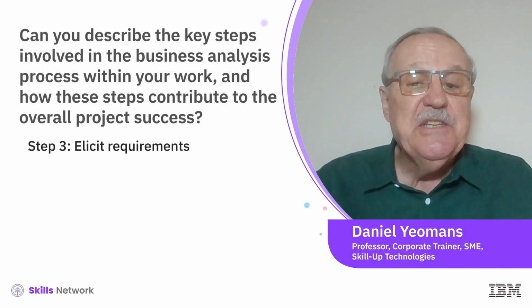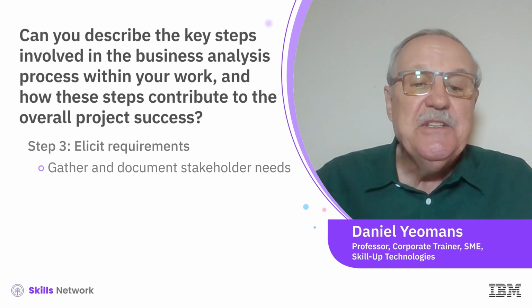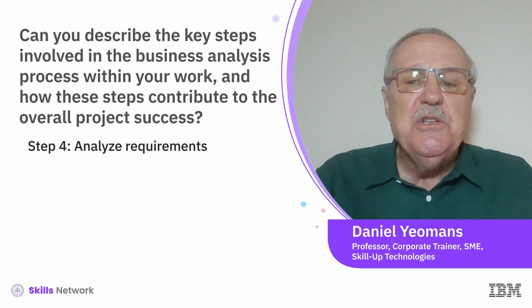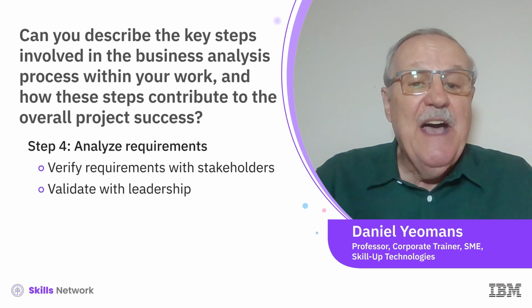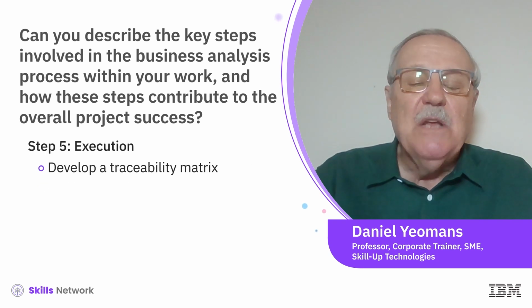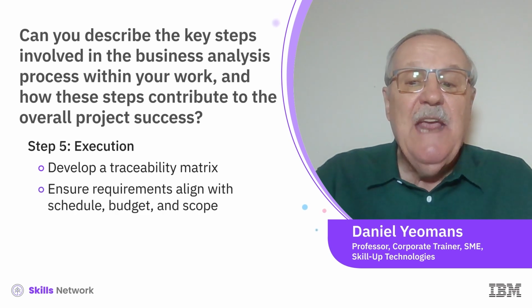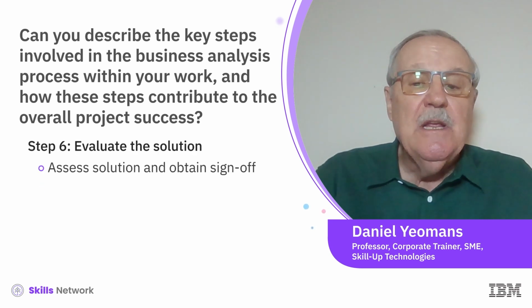Step 3 is elicit requirements. Work closely with key stakeholders to understand and document their needs. Step 4 is to analyze the requirements. Use proven models to ensure the requirements you are proposing are verified by key stakeholders and validated as value added by executive leadership. Step number 5 is the execution. Develop a traceability structure to ensure all requirements, planning, and development happens on schedule, within budget, and provides the required scope as planned. And finally, step 6 is the solution. Evaluate the solution and gain sign-off.